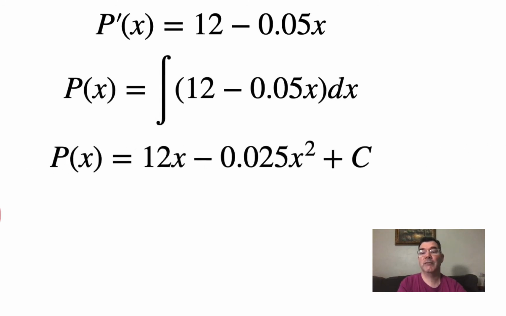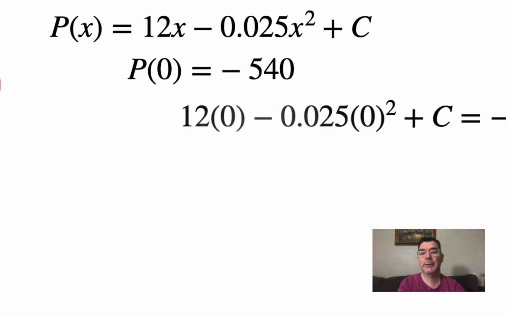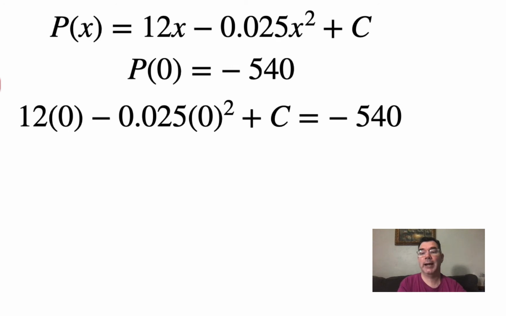The antiderivative of that function is 12x minus 0.025x squared plus a constant. Now, in order to figure out that constant, it's important to know that when 0 toys are produced, the profit is a loss of 540. So that's what my function is going to look like when I set x equal to 0 and the profit equal to negative 540. And all that means is that my constant of integration is negative 540.